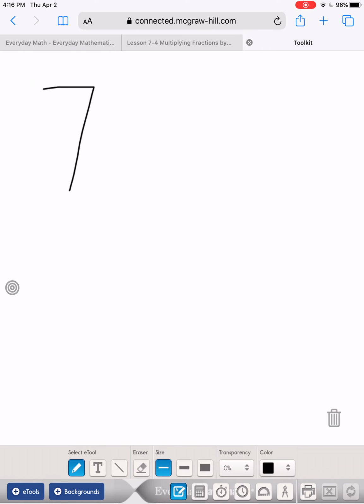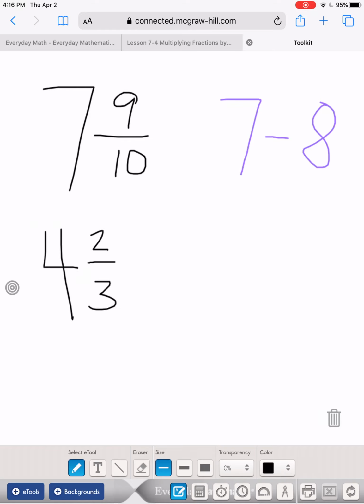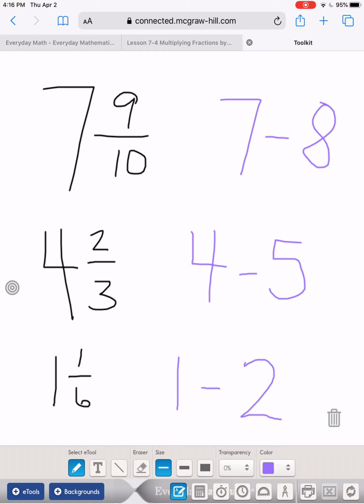Okay, now what if I had 7 9/10? I would say that is between 7 and 8. If I had 4 2/3, I would say that's between 4 and 5. And if I had 1 1/6, I could say that that is between 1 and 2.